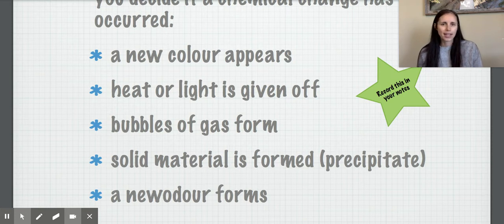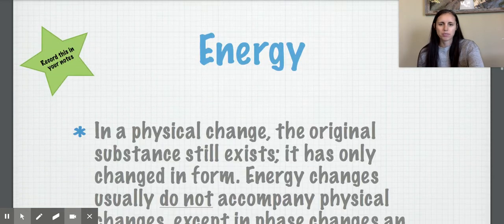If heat or light is given off, that's an example of a chemical change. If bubbles or gas form, chemical change. If a solid material is formed. So what this means is you have two liquids, you mix those two liquids together and you get a solid. That solid is called a precipitate. That's an example of a chemical change. Or if you have a new odor form, that's said to be a chemical change as well.